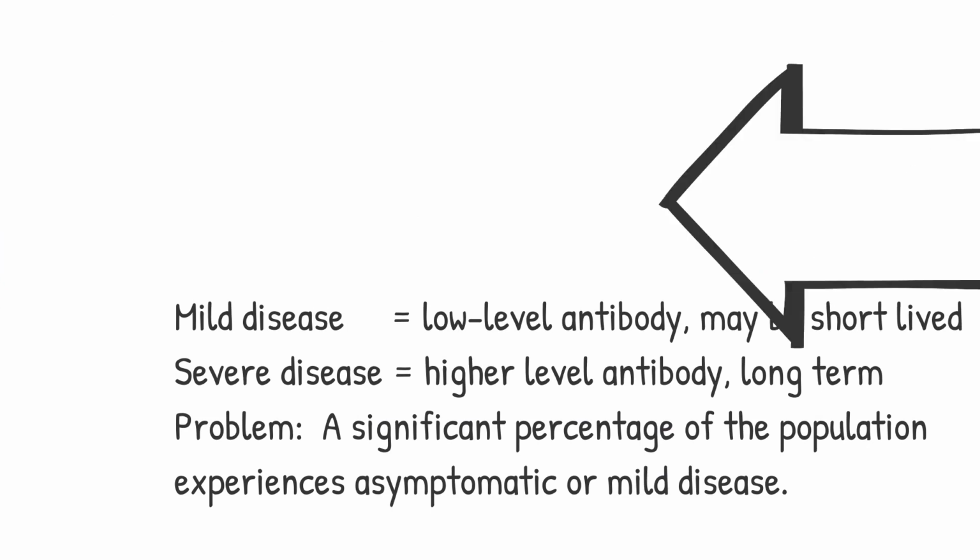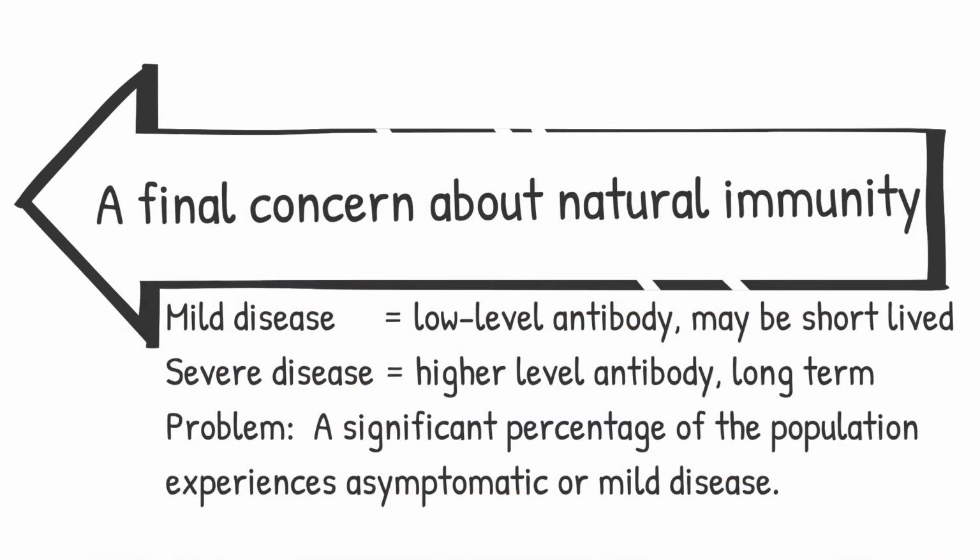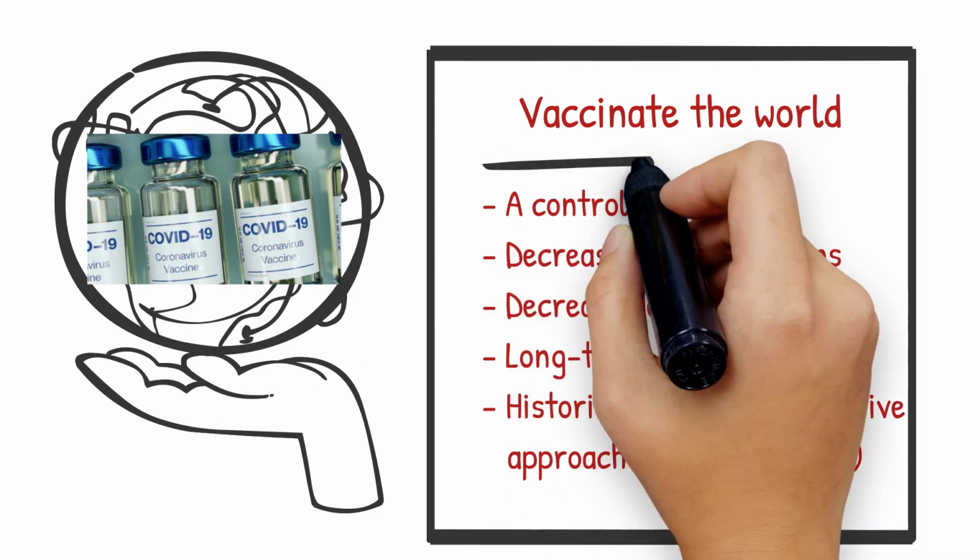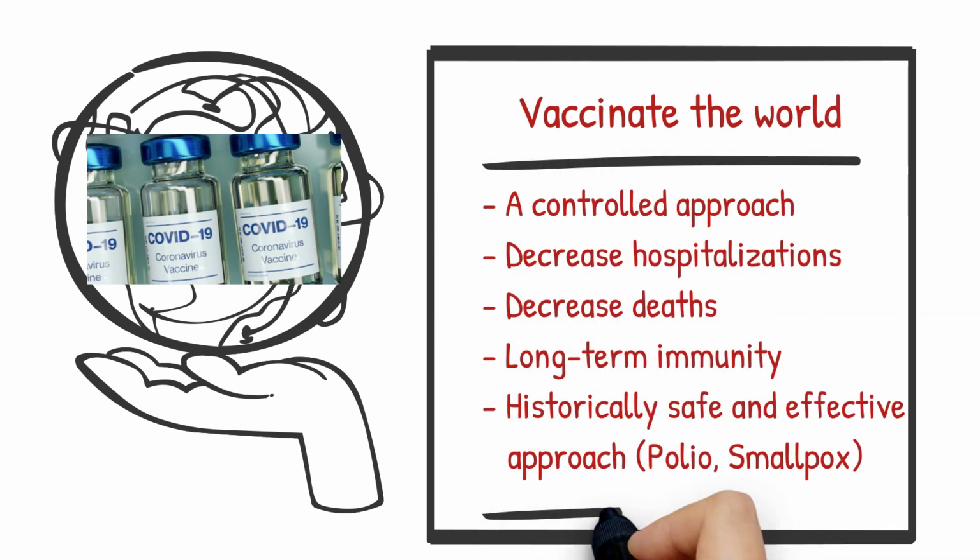Another concern is that natural immunity is variable and depends on the severity of disease. Mild disease results in low level of antibody response that may be short-lived, while severe disease is more likely to confer long-term immunity and high levels of antibody. Therefore, a natural infection may not achieve herd immunity because a significant percent of the population experiences asymptomatic or mild disease. The second approach is to vaccinate the entire world.